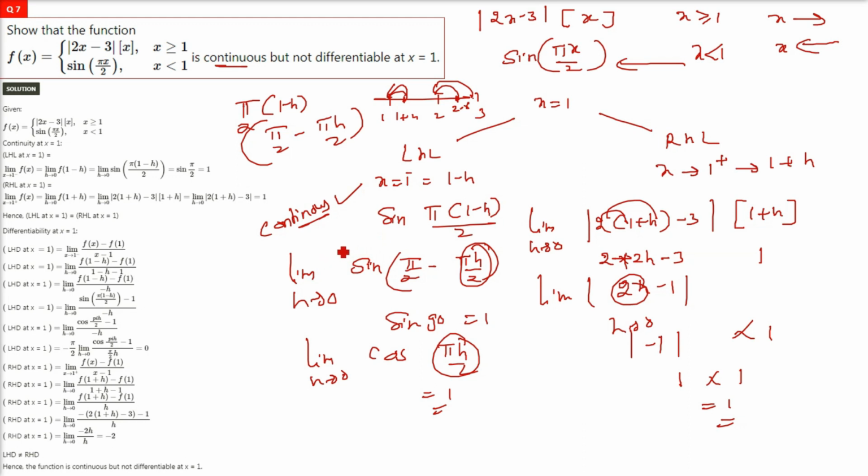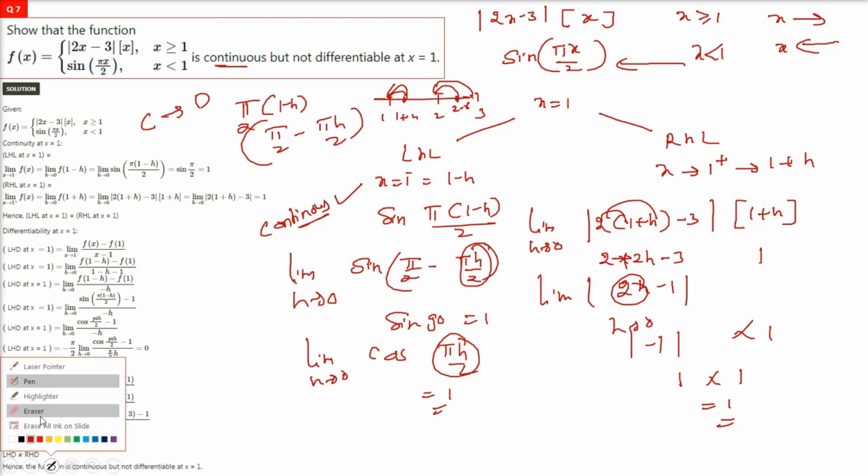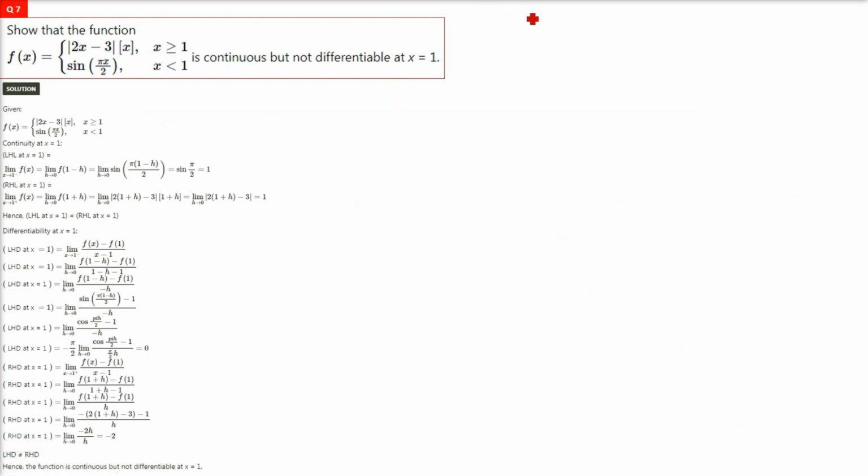Now let us come to the differentiability. Continuity we have shown already. Now differentiability we have to show. Continuity doesn't guarantee differentiability, but differentiability guarantees continuity. If it is not differentiable, you have to go back to continuity. But we are checking the differentiability.